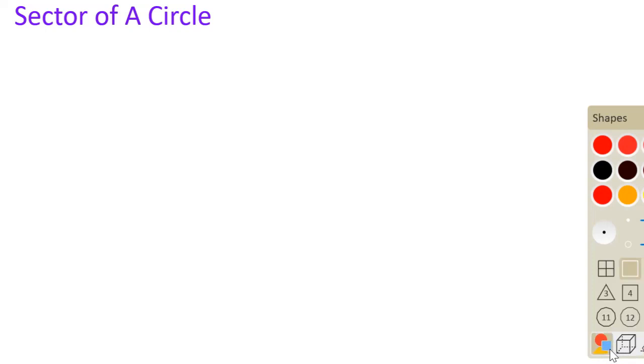So let me first of all make you understand what a sector of a circle is. For that I need a circle. From a circle we can go to a sector of it. You know this is a circle.